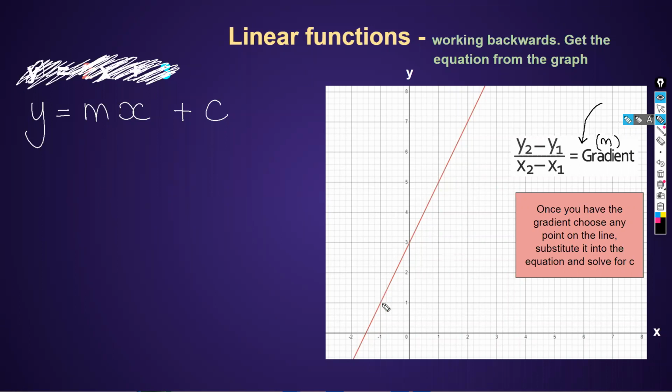For example, look at this point here. It's real easy to figure out. Well, what's its value? Its x value is -1 and its y value is 1. So it's an easy point to choose: -1 and 1. Remember, you have to put the x first and then the y.